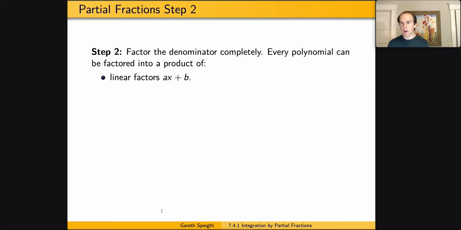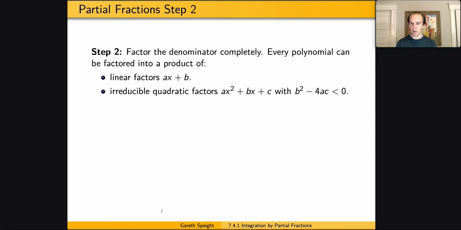Step 2 is that we look at our rational function, which should now be proper, and we look at the bottom, and we factor the bottom of the fraction as much as we can. What do we mean by as much as we can? That means that every polynomial, in particular the bottom that we're trying to factor, we have to write as a product of linear factors, things that look like ax plus b, so 2x plus 1, x plus 5, a constant times x plus some other constant, and irreducible quadratic factors, ax squared plus bx plus c, where b squared minus 4ac is less than 0.